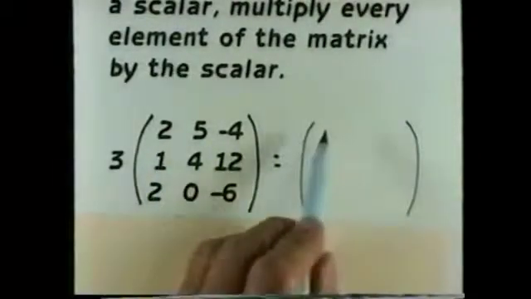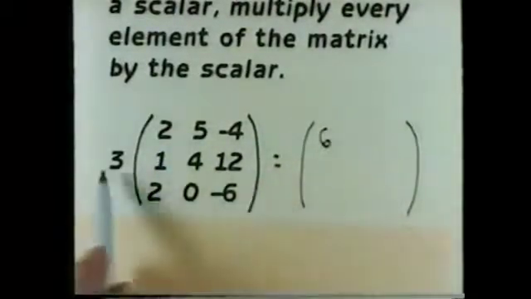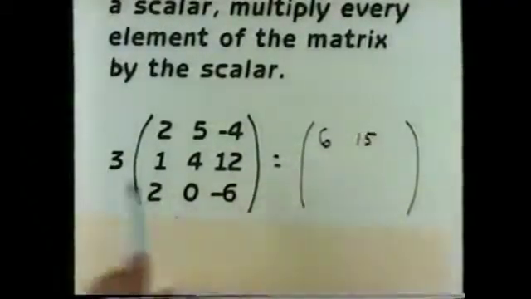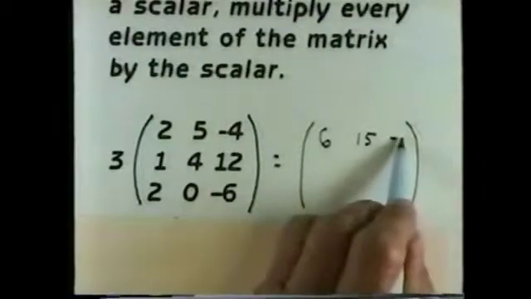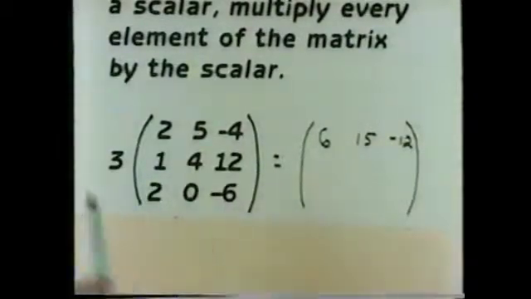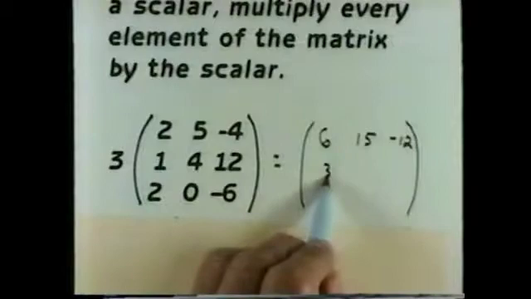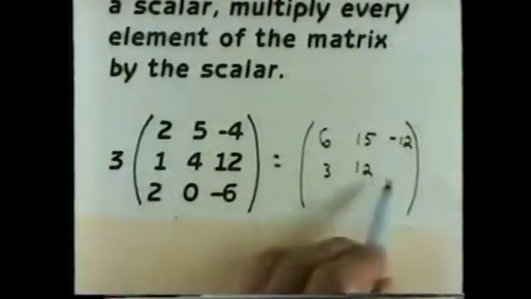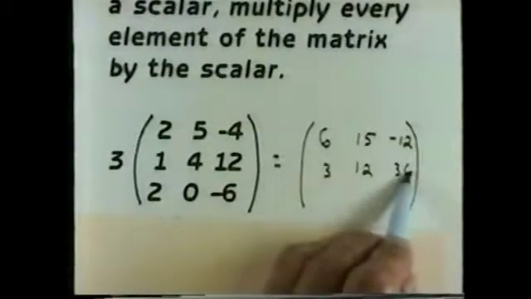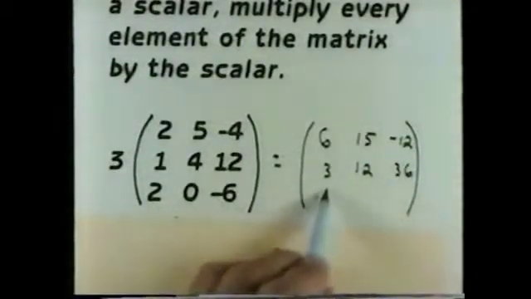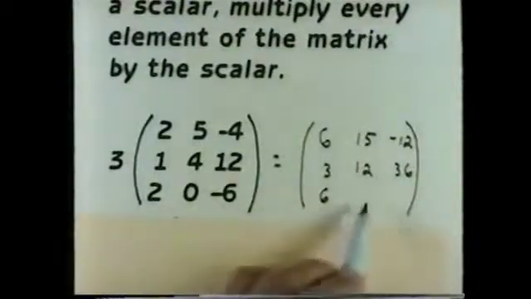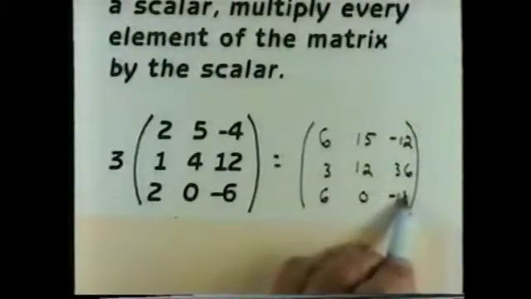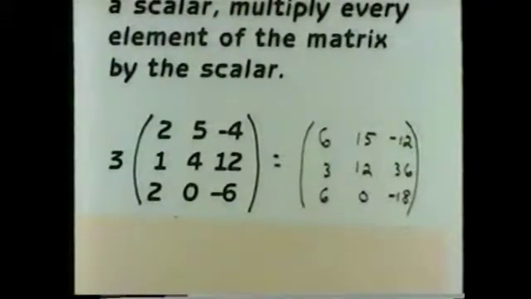3 times 2 is 6. 3 times 5 is 15. 3 times negative 4 is negative 12. 3 times 1 is 3. 3 times 4 is 12. 3 times 12 is 36. 3 times 2 is 6. 3 times 0 is 0. 3 times negative 6 is a negative 18.